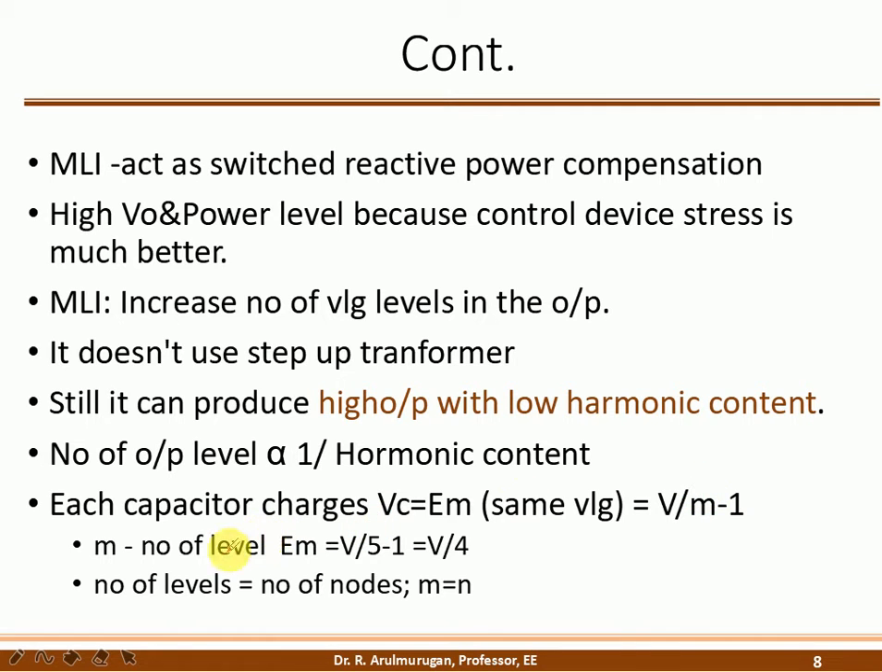So m is the number of levels. m is equal to v divided by 5 minus 1. For example, 5 levels means 5 minus 1, which is 4, so v divided by 4, that is a capacitance. So for the capacitance you are going to use a number of capacitor charge values. So the number of levels, the number of nodes, m is equal to n.